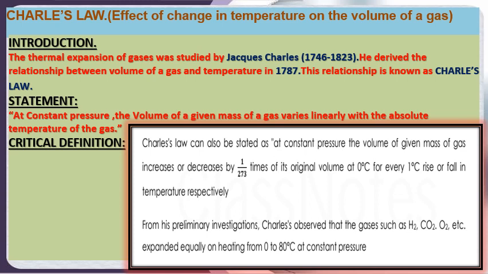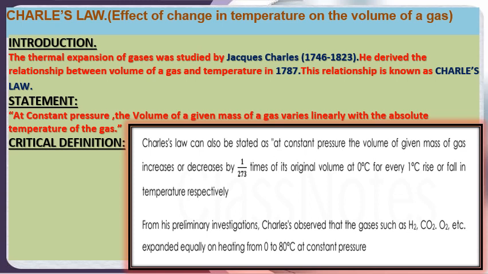What about its critical definition? If you remember, I told you earlier when we learned about the absolute scale of temperature, that is the Kelvin scale. It is stated that at constant pressure, the volume of a given mass of gas increases or decreases by a factor of 1 upon 273 times its original volume at 0 degree centigrade for every 1 degree centigrade rise or fall in the temperature respectively.